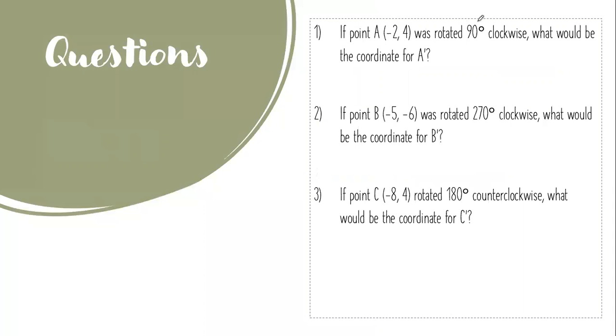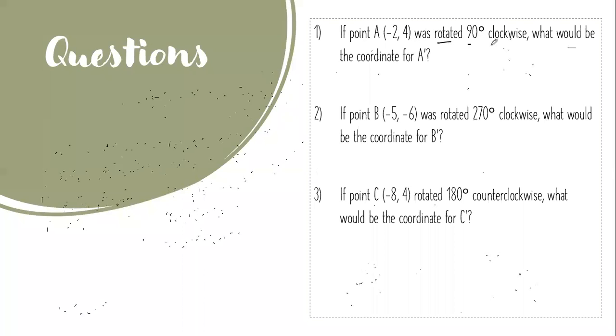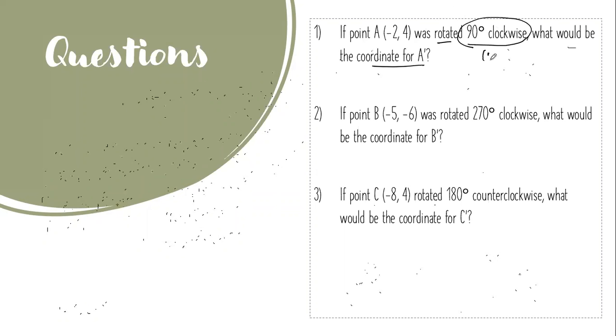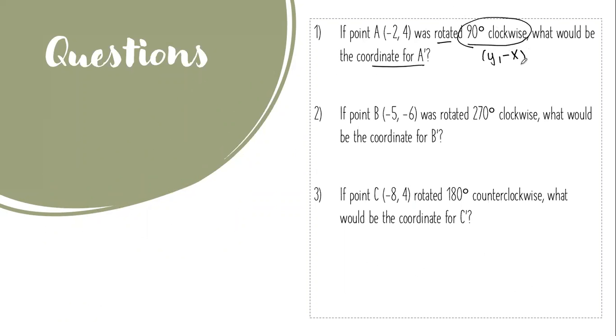All right, these 3 questions, and then we're done. Are you good? Okay. If A is at -2, 4, and it was rotated 90 degrees clockwise, what would be the coordinate for A prime? So before you answer, remember you need to know your rule. The rule was y, -x. So try to figure it out beforehand. And then someone on Zoom, could you tell me what you think?